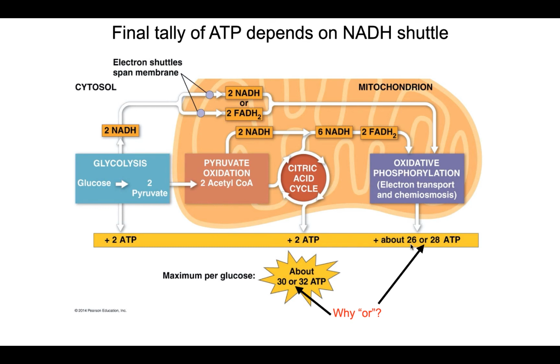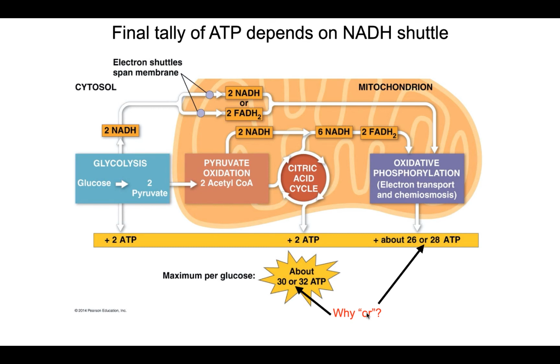And then, right here, for all of the NADH and the FADH2 that comes from glycolysis, from the pyruvate decarboxylation, and from the citric acid cycle, when we multiply it by 1.5 or 2.5, we get 26 or 28, which then comes out to either 30 or 32. And notice we have "or" both here and here. Why "or"? Here's the reason why we have an "or" there.